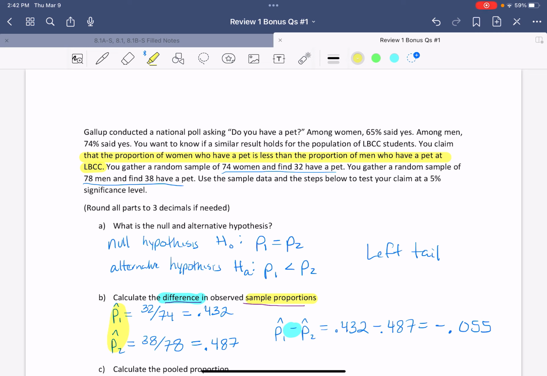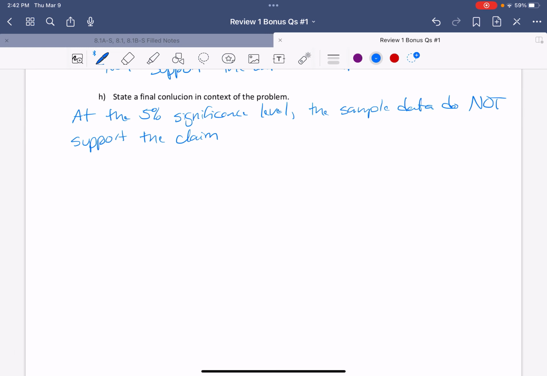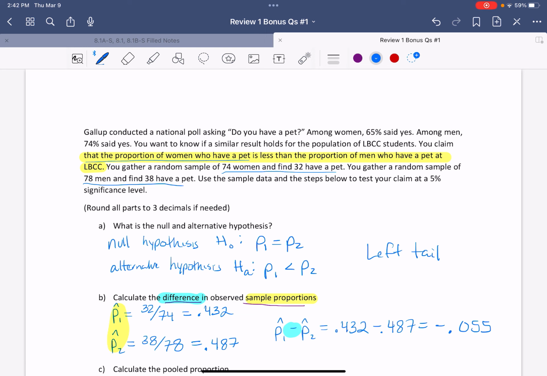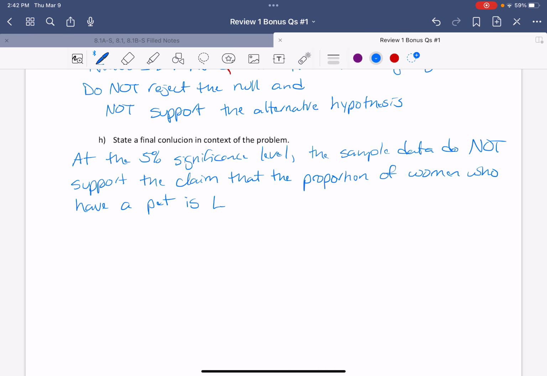So we do not support that claim, right? The sample data do not support the claim that the proportion of women who have a pet is less than the proportion of men who have a pet at LBCC.